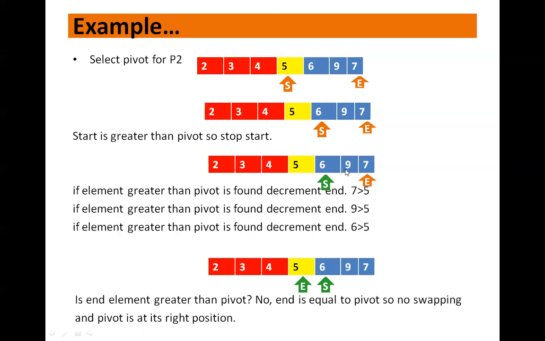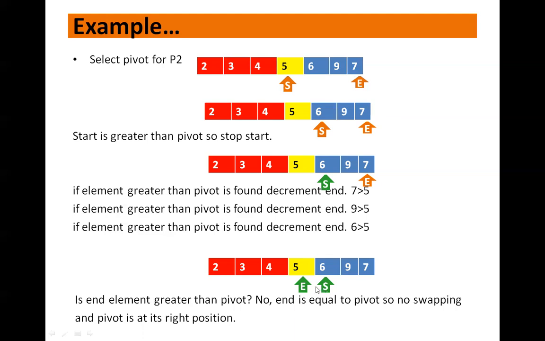Now the end pointer is pointing at 9. So 9 is greater than the pivot, that is, 9 is greater than 5. So again, decrement the end pointer. Now the end pointer is pointing at 6. Again, check the end pointer, that is, 6 is greater than 5. So again, decrement the end pointer. Now the end pointer is pointing at 5, right? And the start pointer is pointing at 6. Now the end pointer is already pointing at the pivot.